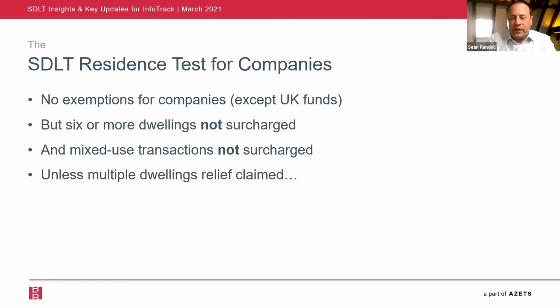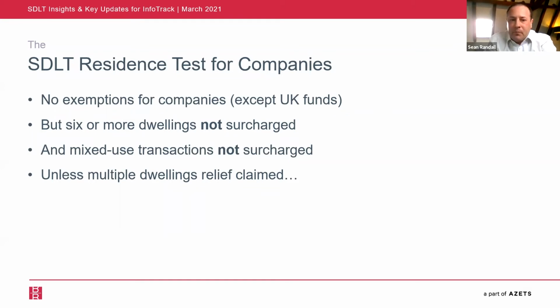So those are the second and third bullet points here. They refer to the situation where 6 or more dwellings are purchased in a single transaction. Now that might mean a single building that's composed of more than 5 studios, or it could apply to the purchase of 6 freehold houses scattered around England and Northern Ireland. Buying 6 or more dwellings in a single transaction is not surcharged, and nor are mixed-use transactions.